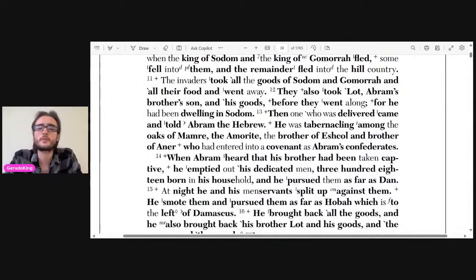The invaders took all the goods of Sodom and Gomorrah and all their food and went away. They also took Lot, Abram's brother's son, and his goods before they went along, for he had been dwelling in Sodom. Then one who was delivered came and told Abram the Hebrew. He was tabernacling among the oaks of Mamre, the Amorite, the brother of Eshcol, and brother of Aner, who had entered into a covenant as Abram's confederates.